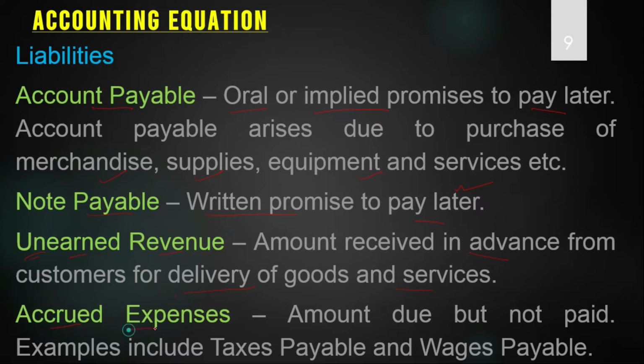Accrued expenses. Accrued means outstanding expenses, or the expenses which are due but not paid. It is possible that while making the final accounts or closing the accounts, there may be some amount which is due but not paid.